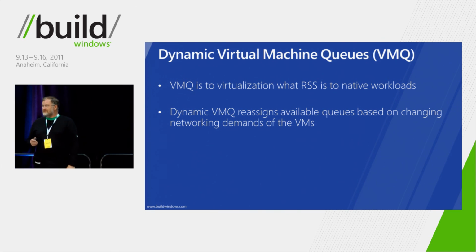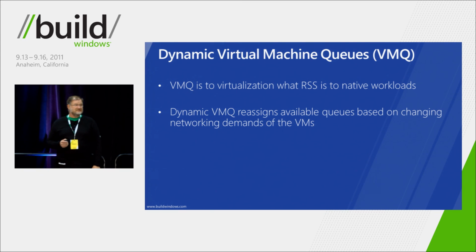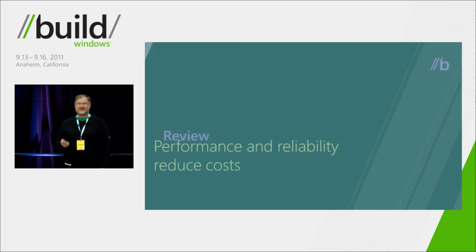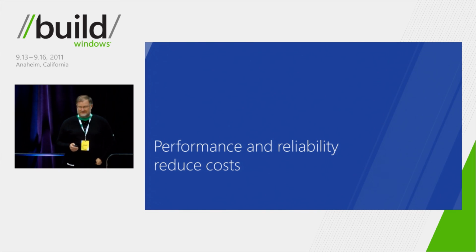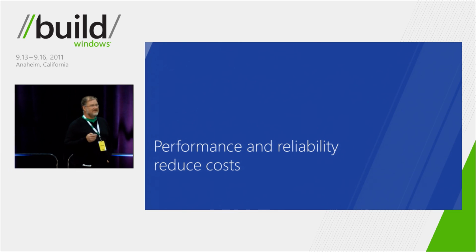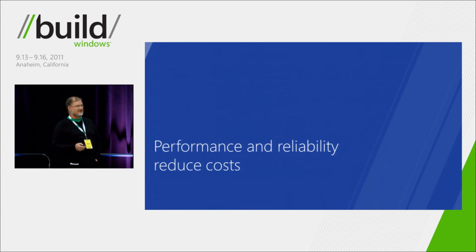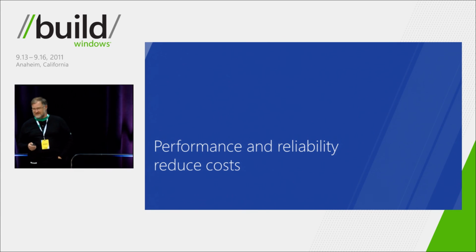That wraps up our presentation. I told you we'd be done early. Let's walk through the review of it. Our goal, as always, improving performance and reliability, reducing costs for the customer. This is the key thing we're always trying to do in the networking group. Better performance, better reliability, lower customer costs.